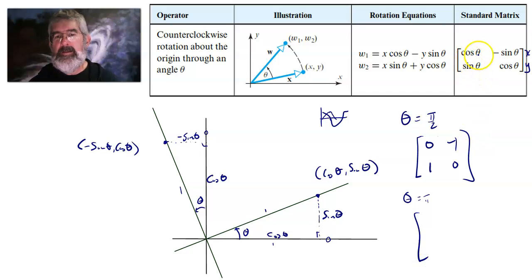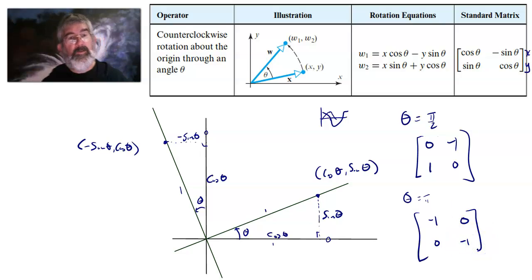Cosine of pi is minus 1. Sine of pi, 0. Minus sine of pi, 0. Cosine of pi is minus 1. Notice, rotating by pi looks the same as dilating by a factor of minus 1, or reflecting and reflecting.